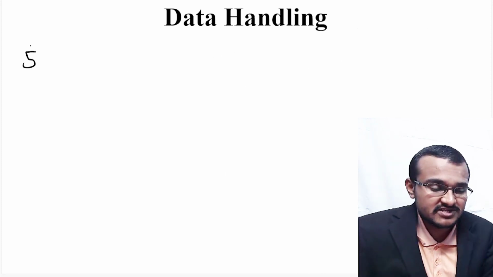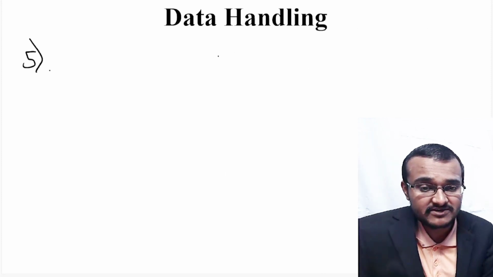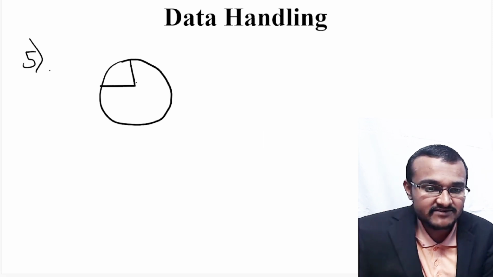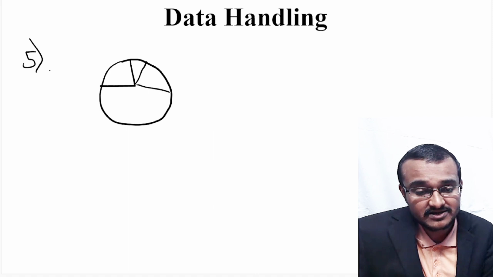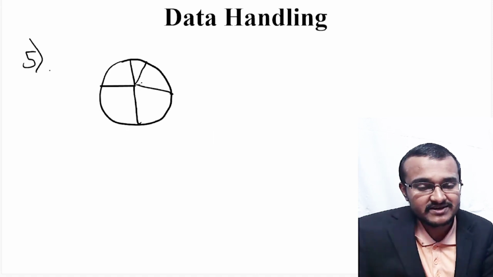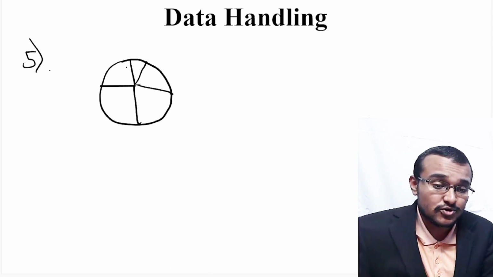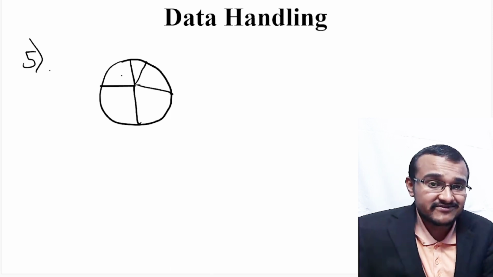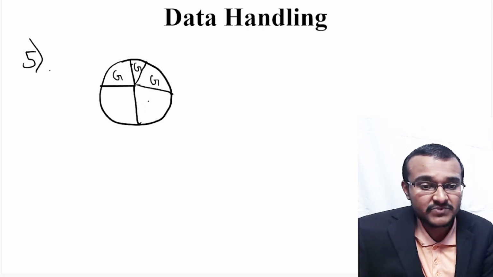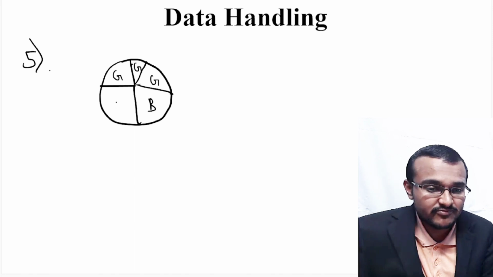So coming to the fifth question in this particular exercise, they have given a spinning wheel like this and it has 5 divisions on that particular spinning wheel. All these 5 divisions are equally spaced. I have just written it as a rough diagram. So 3 divisions will be of green color. The first, second and third divisions will be green. The fourth division will be blue and the fifth division will be red.